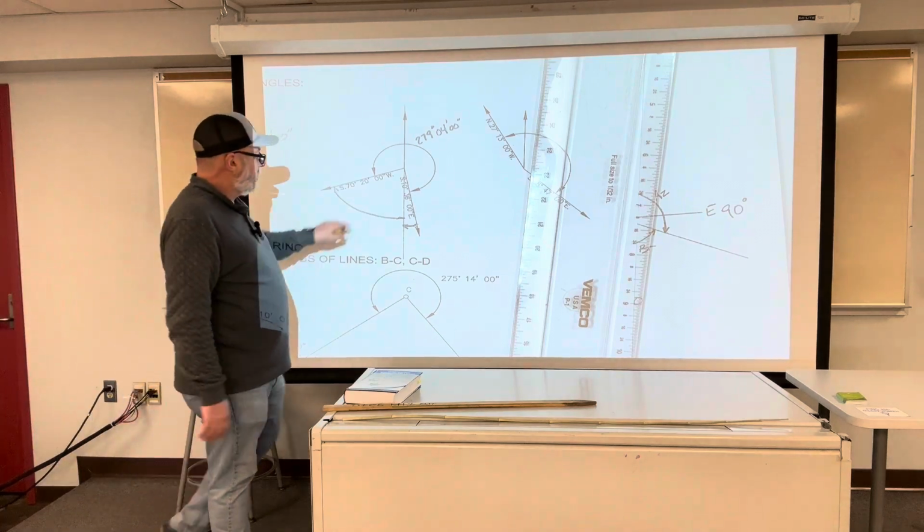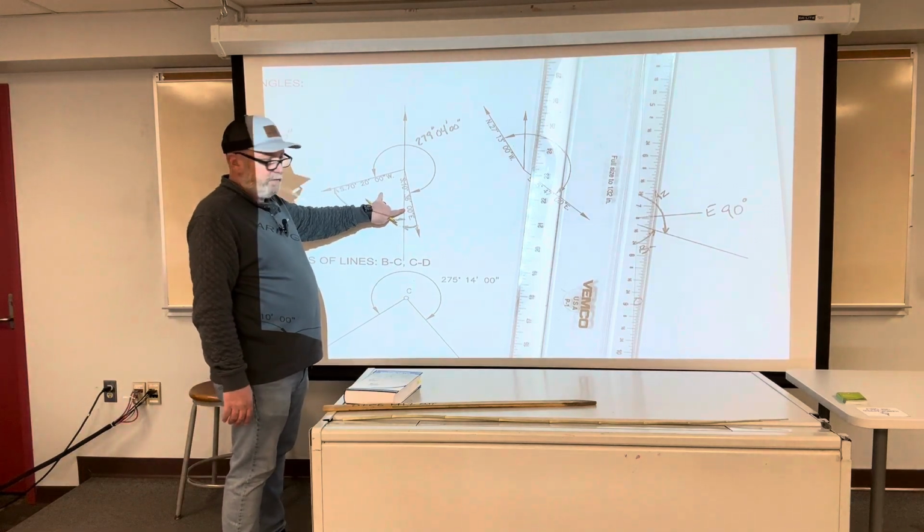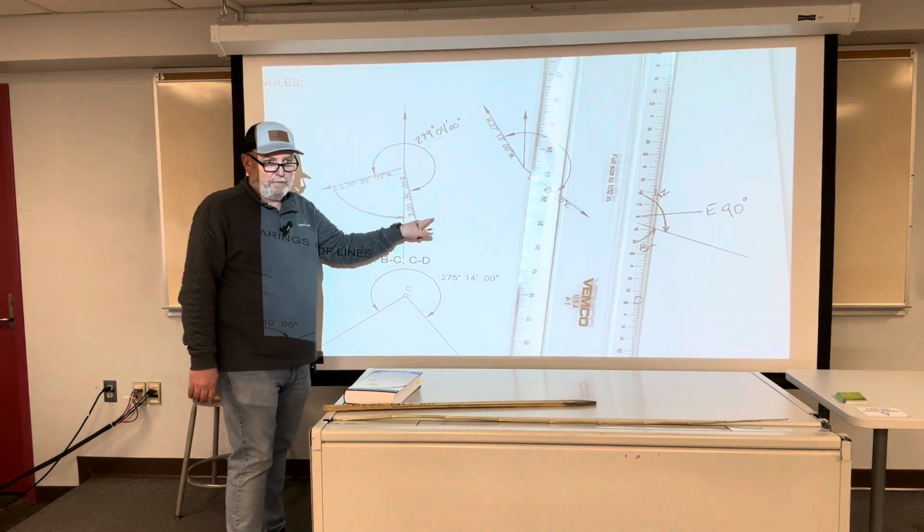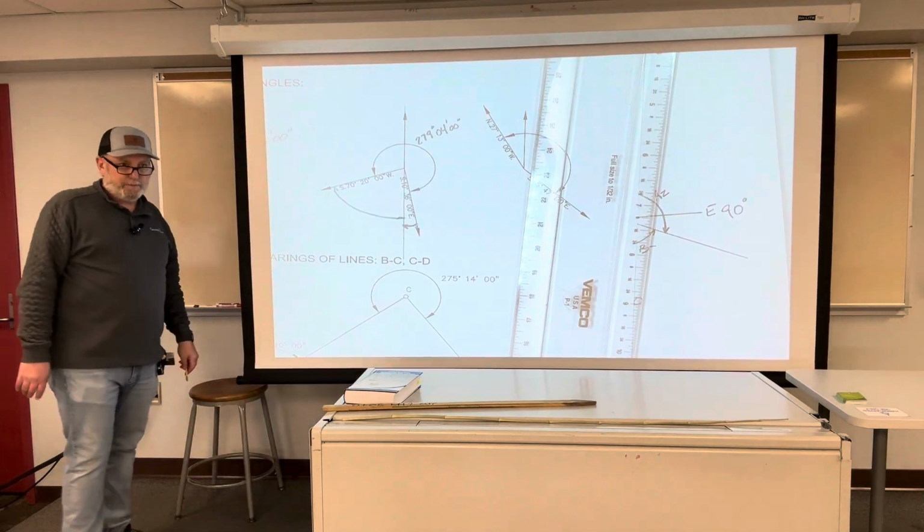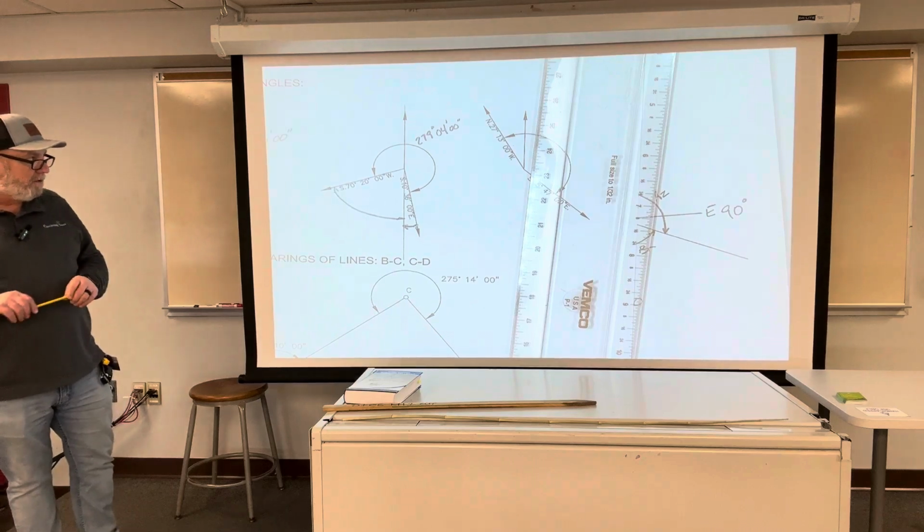So the method I followed: add these two, subtract that from 360 to get the whole exterior. And this is what everybody else came up with, 279.04.